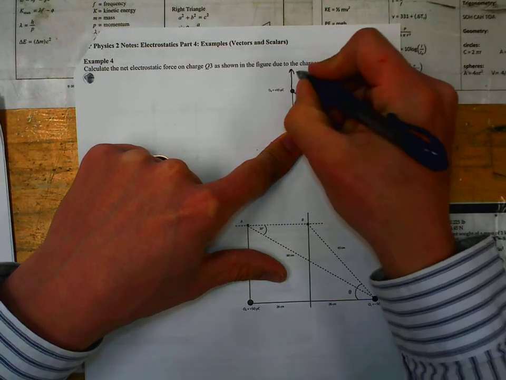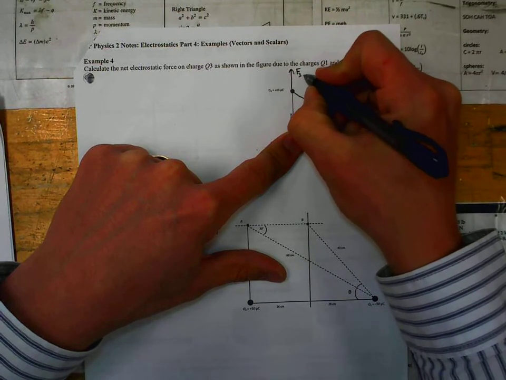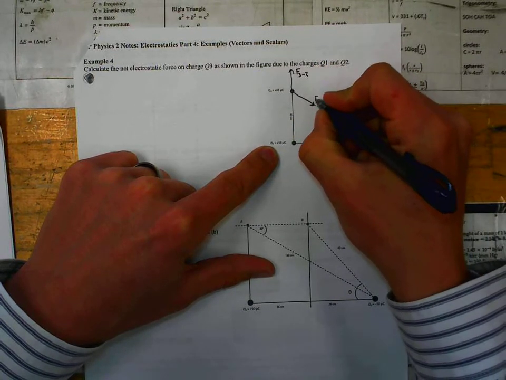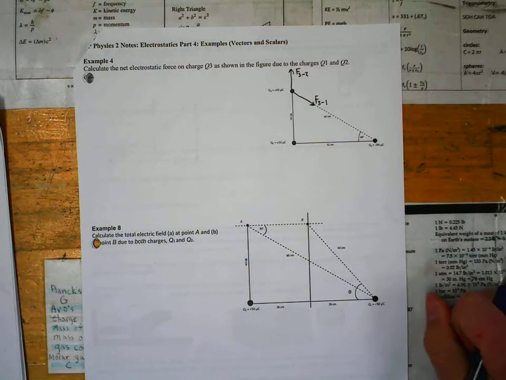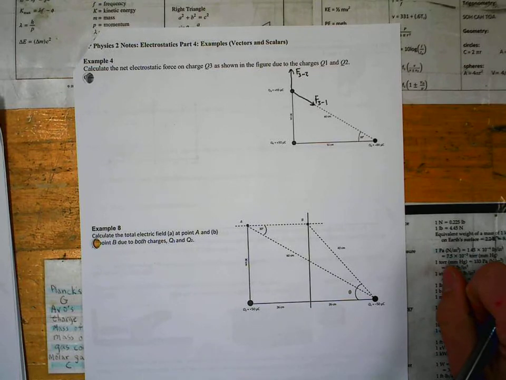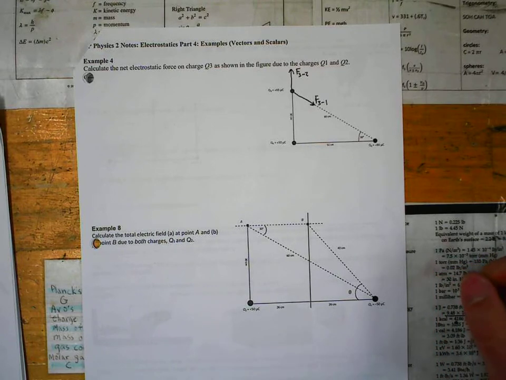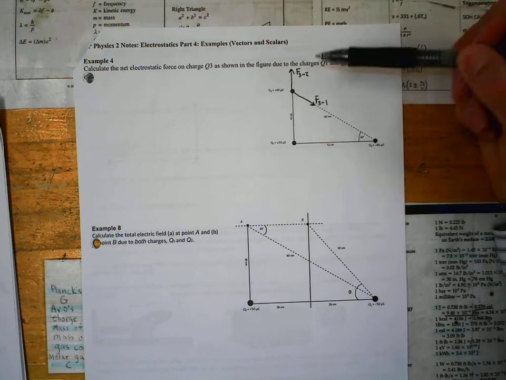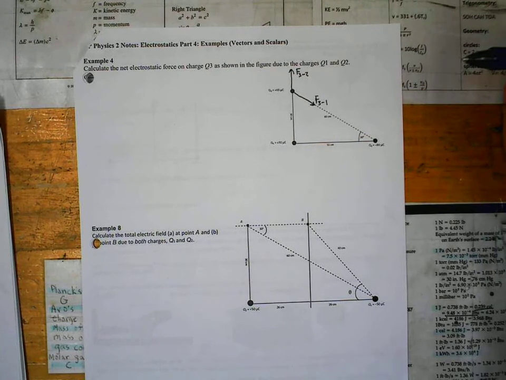And let's label these. I like to say something like this: force on 3 due to charge 2. And force on 3 due to charge 1. For Q2? For due to the charge. I'm just saying the force on charge 3 because of charge 2. So I just put a 3-2. It's just my way of keeping track of what force is what.